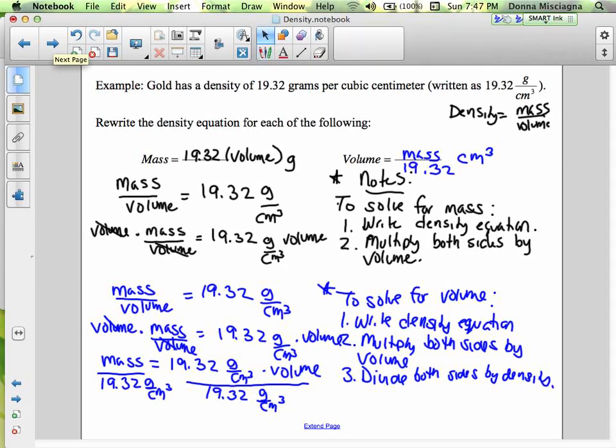So if you have the density and volume and you want to find the mass, if you multiply the density times the volume, you get the mass. If you have the density and the mass and you want to find the volume, it's the mass divided by the density. All right, so if you need to, you can pause this to put this part in your notes. It's probably the most amount of notes in the entire lesson.